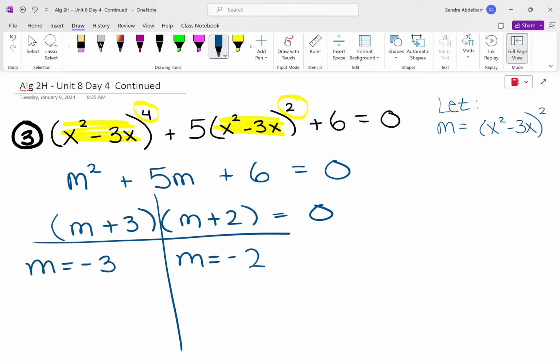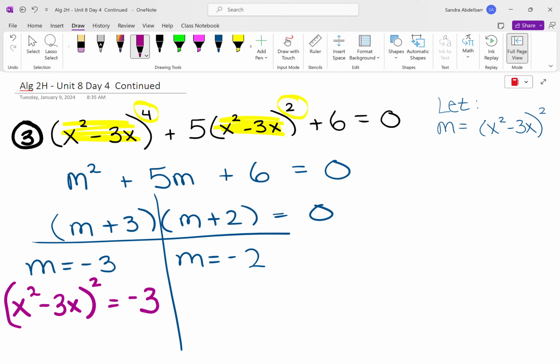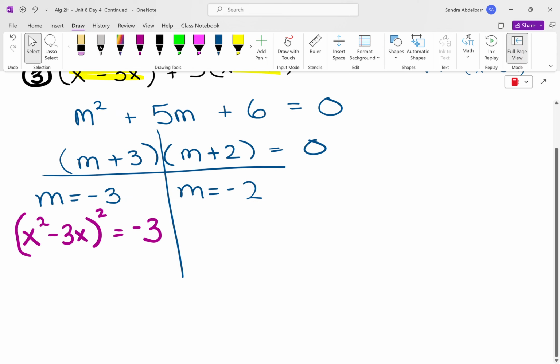Now we have to substitute back in. We can't stop here. So I substituted to let m equal the quantity of x squared minus 3x squared. Now I have to substitute back. So I'm going to have x squared minus 3x quantity squared equals negative 3. Everybody good with what I've done so far? Now I need to solve for x.